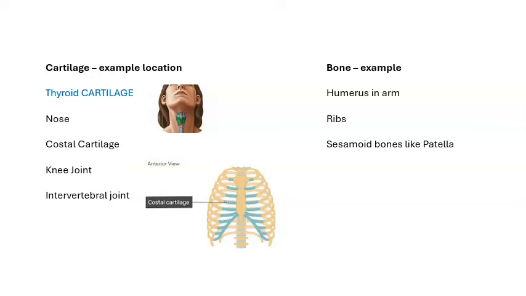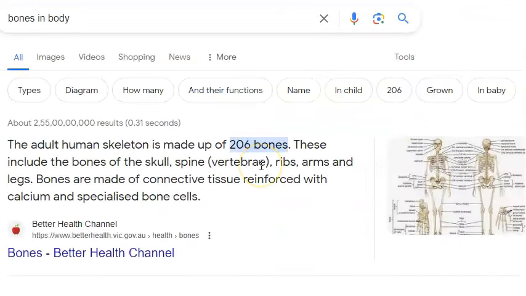Now let's go to bone examples. Everybody will say ribs. Very good. Then what else will you say? The femur, the longest bone. Then the humerus in your arm. Then sesamoid bones like the patella. So many examples for bones are there. How many bones do we have in our body? 206 bones as an adult. But as a baby, you have more. They'll all fuse later. Remember, a baby has more.